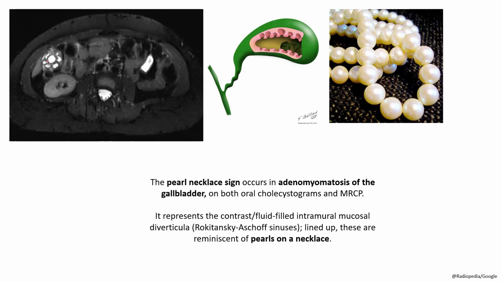It is described on oral cholecystogram and MRCP, and it is because of filling of contrast or fluid in the intramural mucosal diverticula, which are basically dilated Rokitansky-Aschoff sinuses, and they are lined up to give an appearance of pearls on a necklace.